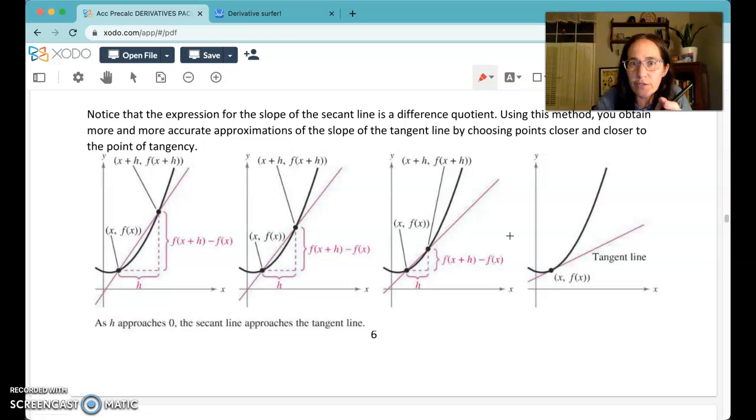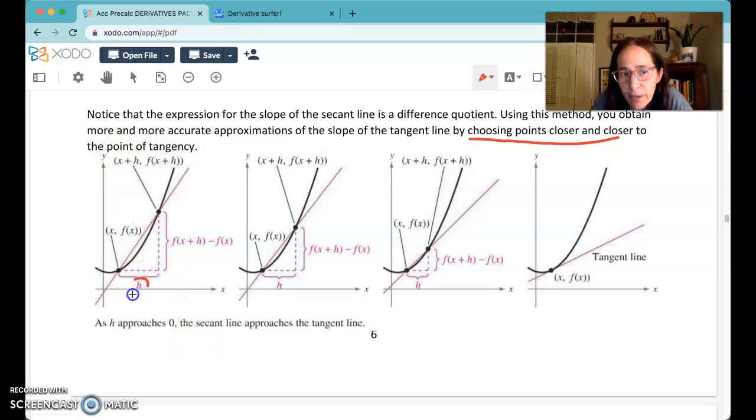It says, notice we have a difference quotient, and using this method, each of these pictures gives us a more and more accurate representation of the instantaneous rate of change by choosing a point apart from x, but that's closer and closer and closer to the point of tangency.